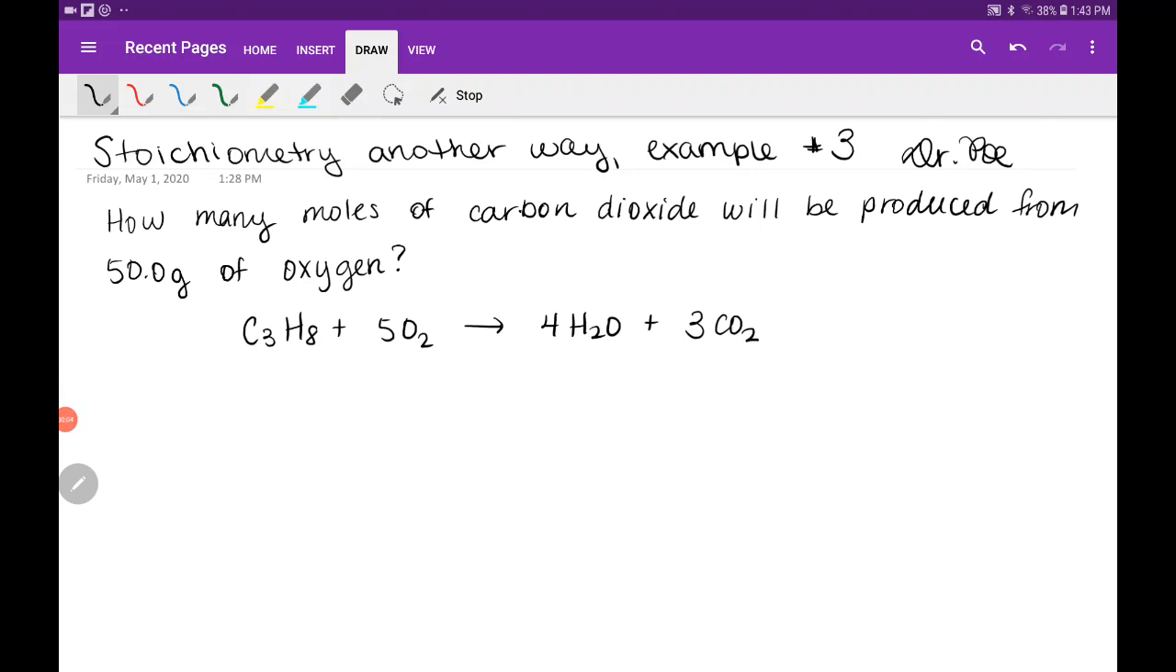Okay, so here we have a different formula. We've got C3H8 plus 5O2 yields 4 moles of H2O and 3 moles of CO2. And the question is, how many moles of carbon dioxide will be produced from 50.0 grams of oxygen?